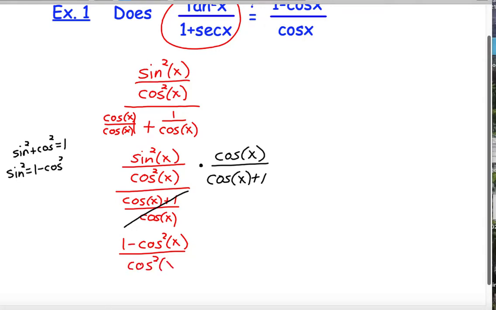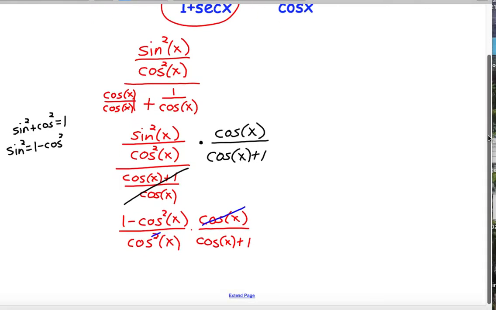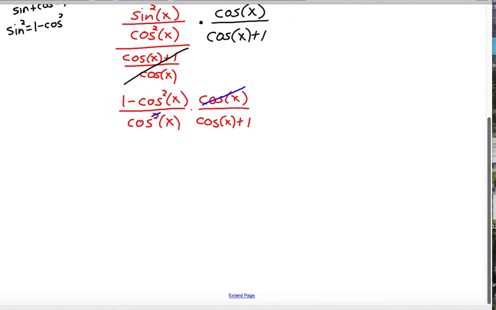Over cosine squared times the other fraction, cosine of x plus 1. I do notice that I could cancel this cosine here with one of the cosines in the denominator. And I also see that 1 minus cosine squared is a difference of 2 squares, so I could factor that as 1 plus cosine times 1 minus cosine.